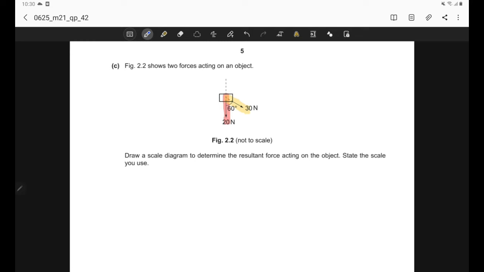Now we need to draw a scale diagram to determine the resultant force due to these two forces, that is, the direction in which the object will finally move. So here we have two vectors. One is 20 Newton which is acting vertically downward, and another one is 30 Newton.